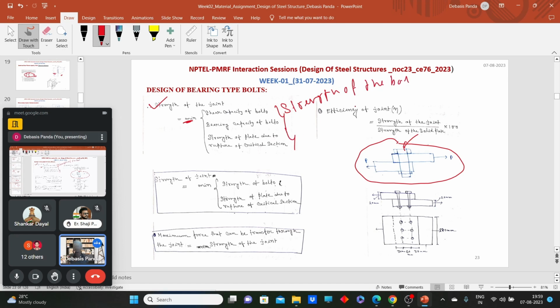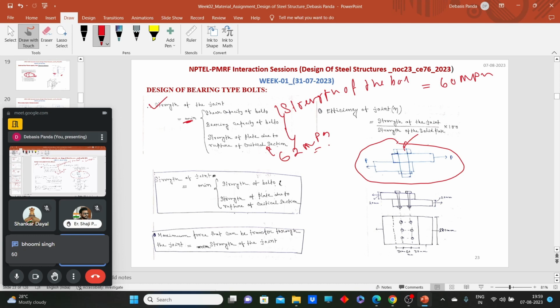So for the strength of the plate, we have two kinds of strength, one is yielding and one is rupture. The more critical phenomenon is rupture when we consider bolted joints or bolted connections. So you have to consider the rupture strength. So if I say that the strength of bolt is 60 MPa and strength of plate due to rupture is, say for example, 62 MPa. Now tell me what will be the strength of the joint? Or how much load can this joint transfer safely?